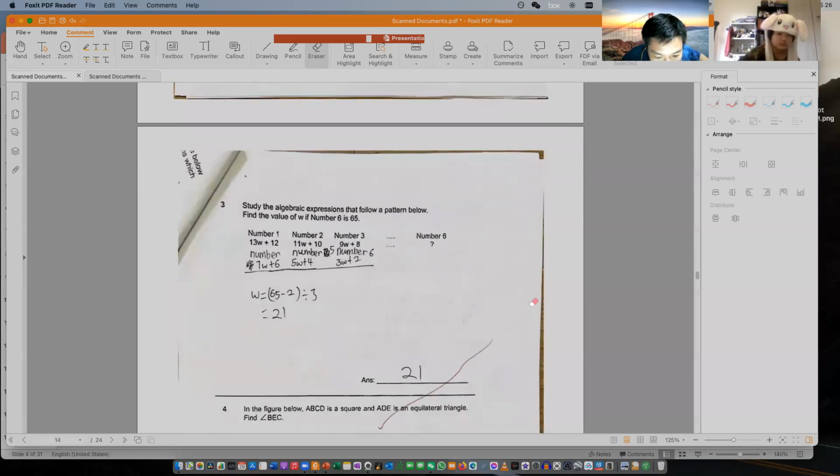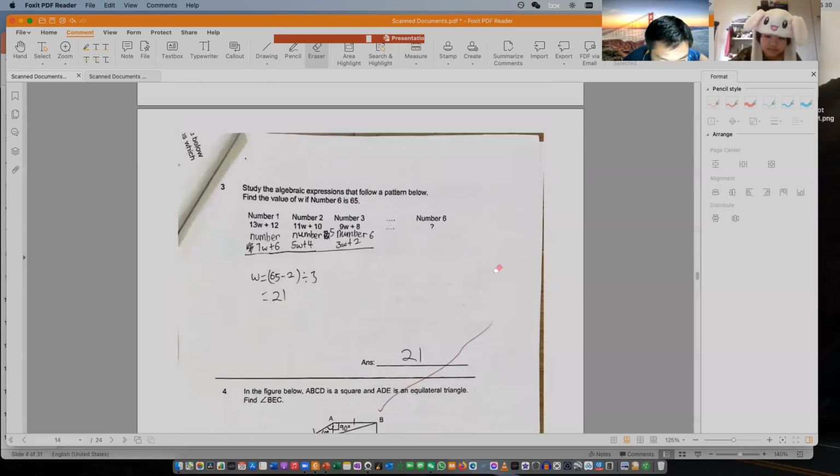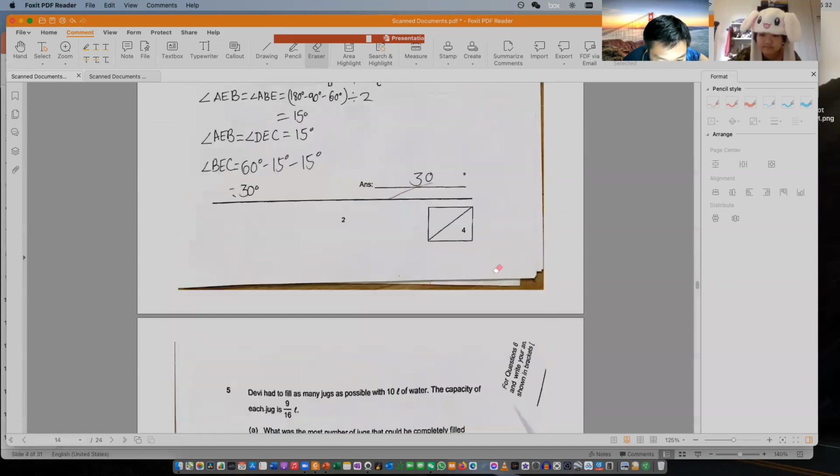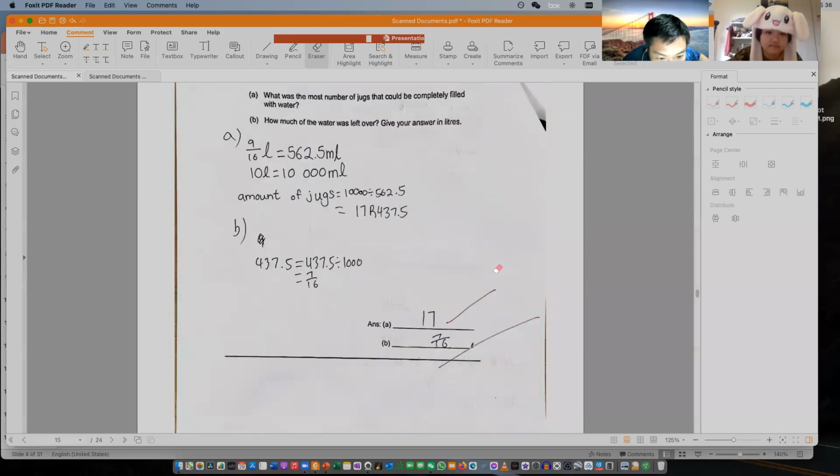Okay, then over here, this is simple algebra. So it's also very easy. So I don't see problems with you for algebra.